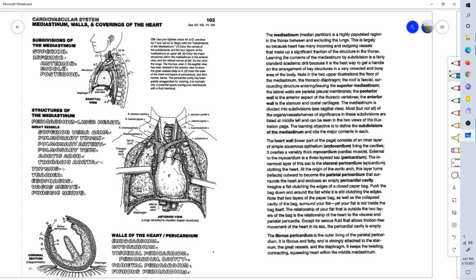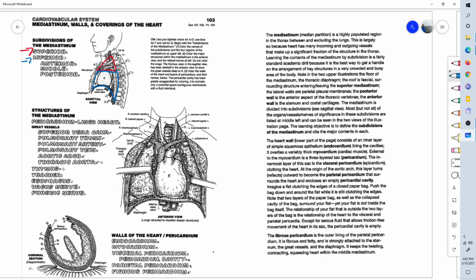The chest area is divided into compartments, and we call these compartments the mediastinum. We divide it into the superior mediastinum and the inferior mediastinum. This does not include the lungs. Take the lungs out of this.